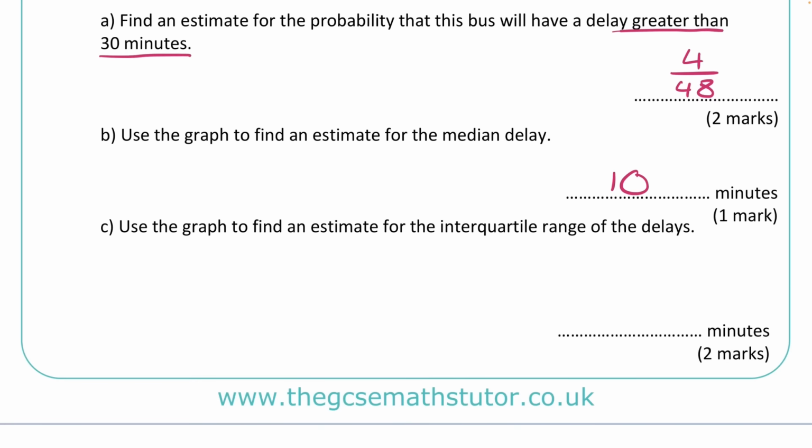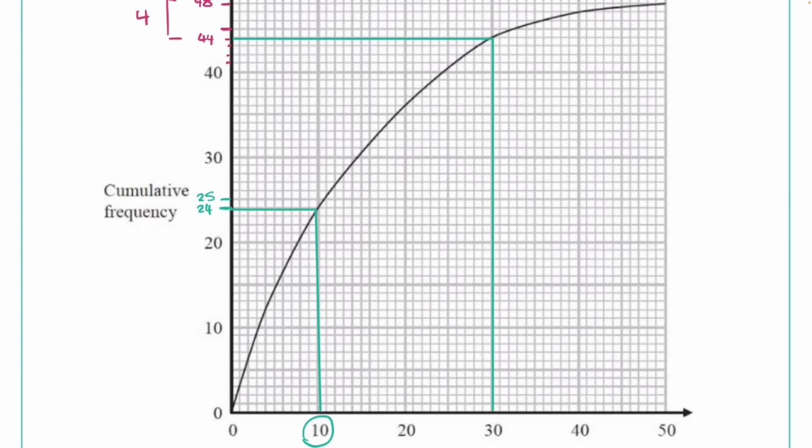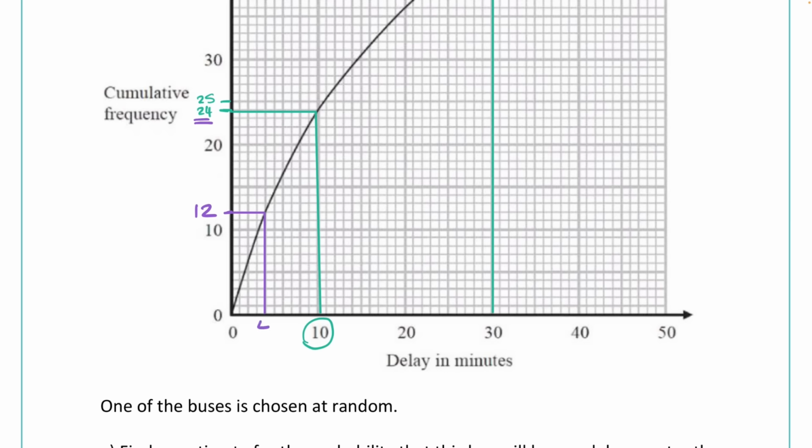Part C here says use the graph to find an estimate for the interquartile range of the delays. So the interquartile range, I'm going to go from the quarters. So I'm going to halve 24, which means going across from 12. That's going to get me my lower quartile. I need to read that very carefully. That looks like 4 squares. So that's the lower quartile of 4.